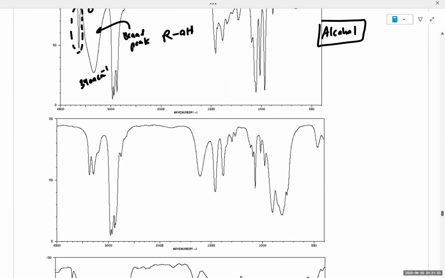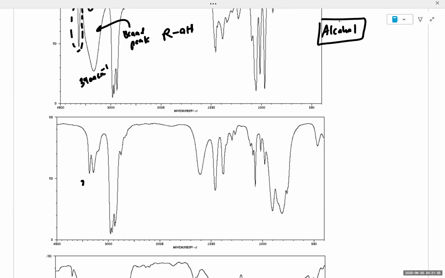Looking at this second spectra, we're again around 3,400 centimeters, and we see two peaks that are pretty close in terms of absorbance value. This matches the presence of an NH bond and specifically a primary amine, because primary amines exhibit these two peaks in the 3,400 centimeter region.